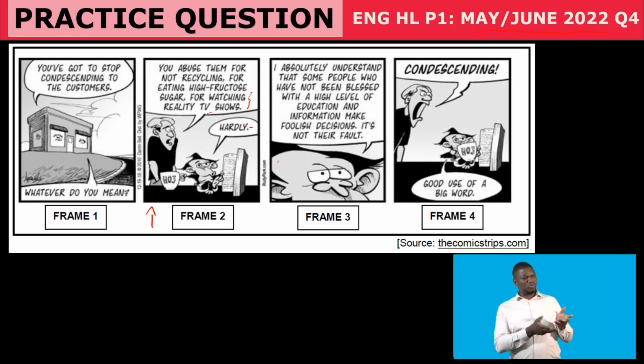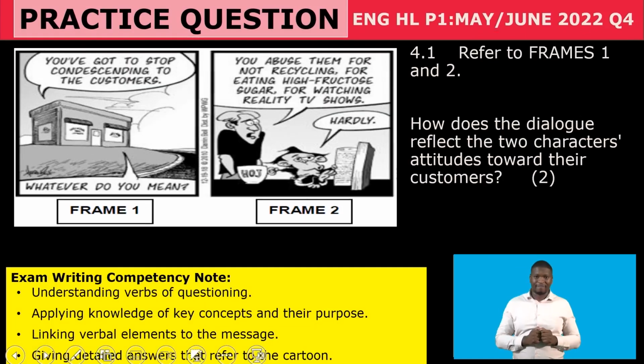In frame 3, the focus is solely on the smaller character, and he says, "I absolutely understand that some people who have not been blessed with a high level of education and information make foolish decisions. It's not their fault." In frame 4, the taller character in the black shirt says, "Condescending!" You can see it's in large font with an exclamation mark and bold printed. And the smaller character says, "Good use of a big word." Let's jump into the first question.